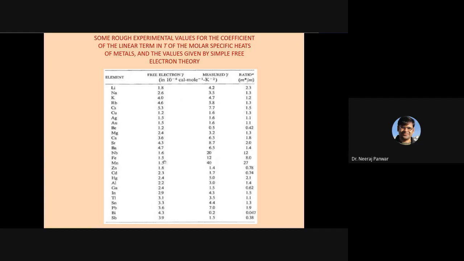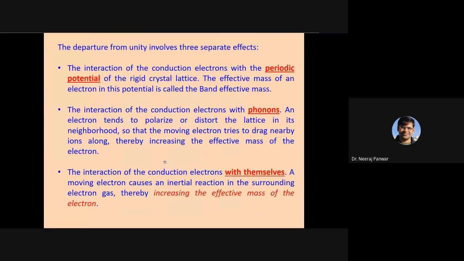Therefore, in these metals, the electrons will behave as if they are much, much heavier in comparison to the free electron. The departure from the unity involves 3 separate interactions. First is the interaction of the electron gas with the periodic potential that is formed by the positive ion cores. The effective mass of an electron in this potential is said to be the band effective mass.